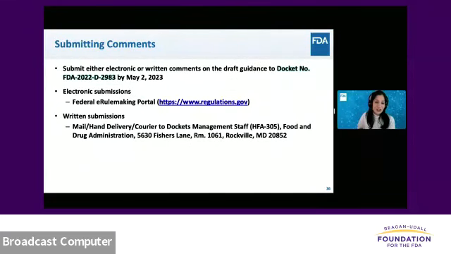This concludes our description of the draft guidance. The guidance is available under docket number FDA 2022 D2983, and you may submit either electronic or written comments on the draft guidance, either electronically or with written submissions as described on this slide. I believe there's also links in the webinar to the docket itself for your convenience.